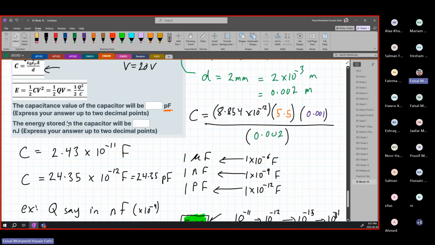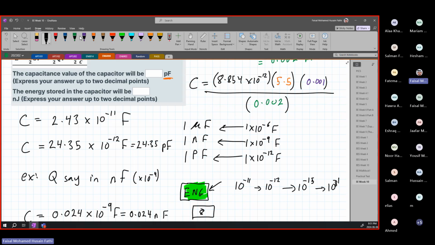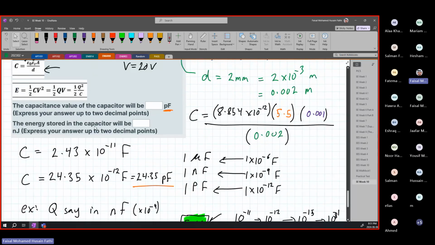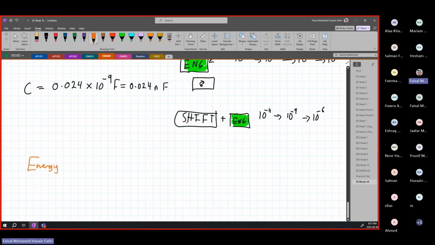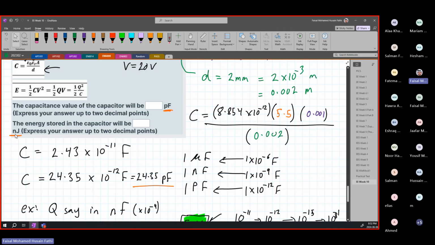This was the first part, which is finding it in picofarads. So this is our answer, 24.35 picofarads. The energy stored in the capacitor will be in nJ. What does nJ mean? Energy is in joules, so when we find our value, we have to get it in 10 minus 9 joules because we want it in nanojoules. This is what the n represents, nano.